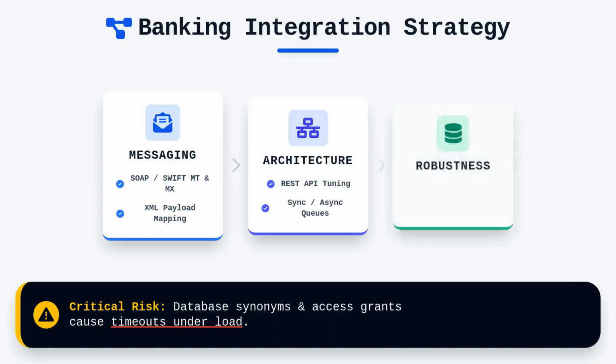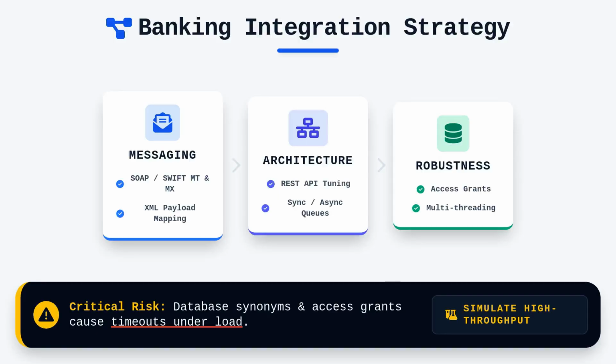Testing must therefore involve simulating high-throughput scenarios to verify that our multi-threading configurations during end-of-day processes do not lock critical database rows. This is where the marriage of architectural theory and granular database control becomes essential for the system to remain robust.